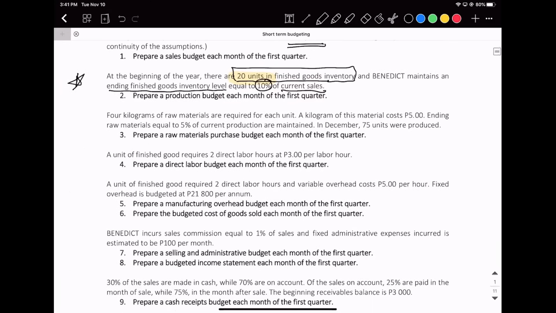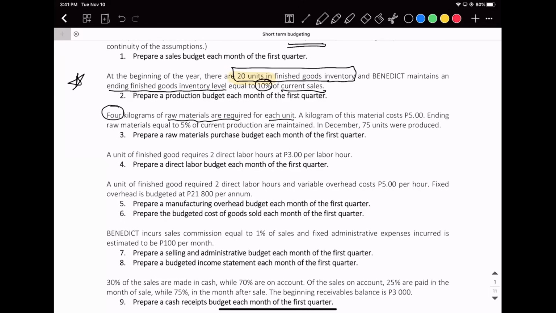Okay, so ito, 4 kilograms of raw materials are required for each 1 unit. A kilogram of this material costs 5 pesos. Ending raw materials equal to 5% of the current production are maintained. Yan. So aside from the units, no? Ito na, yung number of units, huwag kang malito. Yung 10% kanina, that is your finished goods inventory level. Yan yung maintaining 10%. Dito naman, yung tinutukoy na 5%, raw materials. So iba yun.